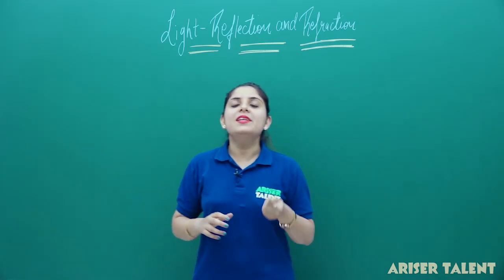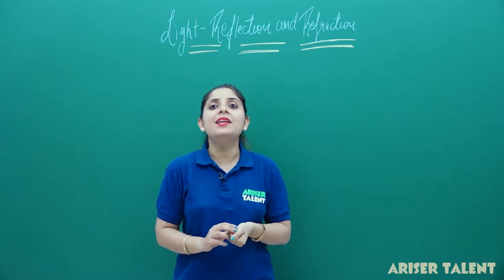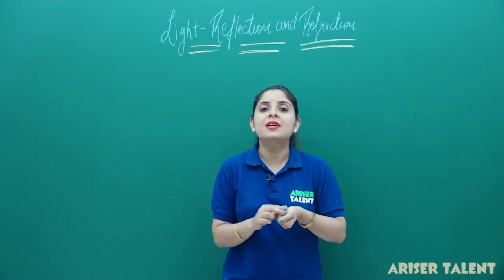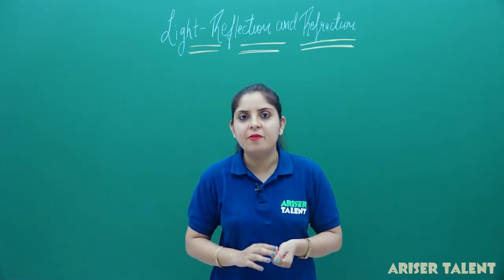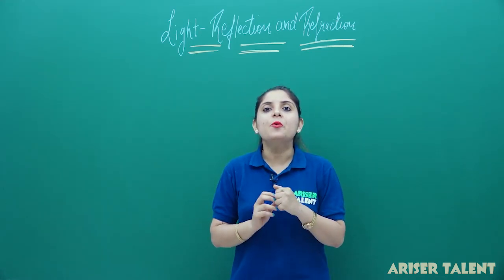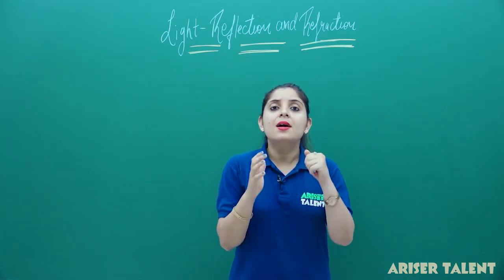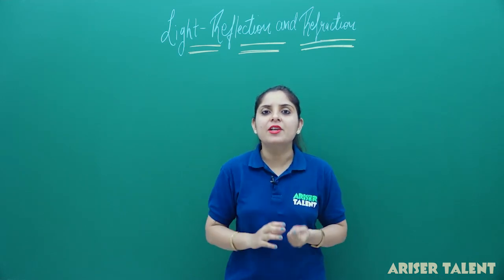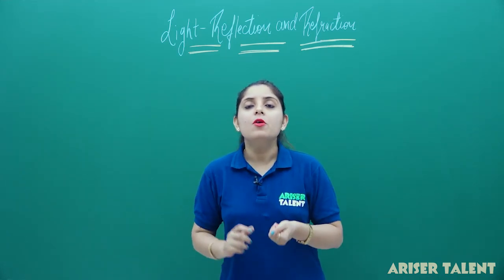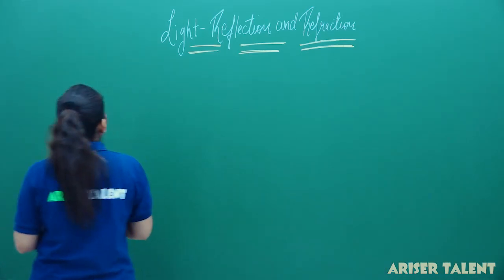So we are discussing the first chapter of physics, that is about light, and in our previous lecture we discussed a very interesting topic, that is total internal reflection. Now today we are going to start the new part of this chapter, that is about the lens. Earlier we discussed mirrors and their reflection and refraction phenomena. Now we are going to deal with a new topic, that is lens.